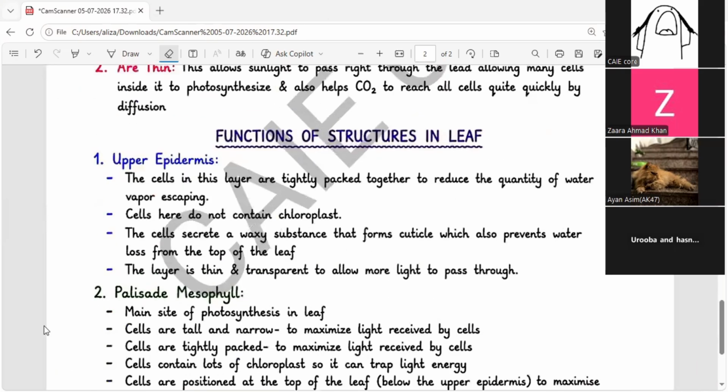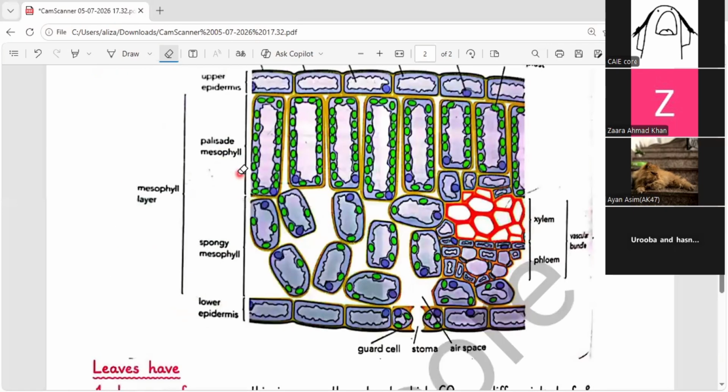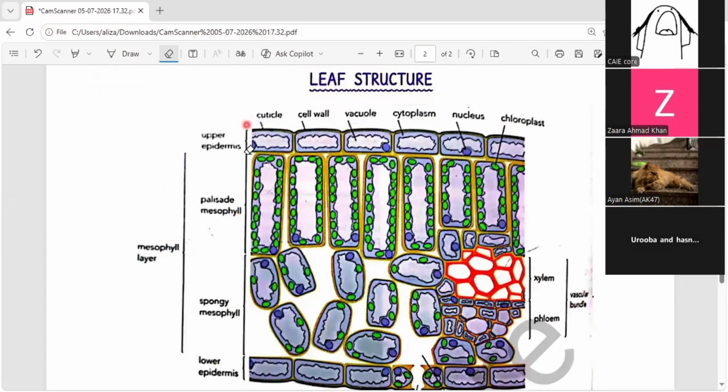So now, taking a look at the first part of the leaf, we have the upper epidermis. Let's go back to our diagram and see where this is. This whole thing is the upper epidermis and it contains cells arranged horizontally in the leaf. It's the top layer of the leaf. And above this, you can see this is the vacuole.